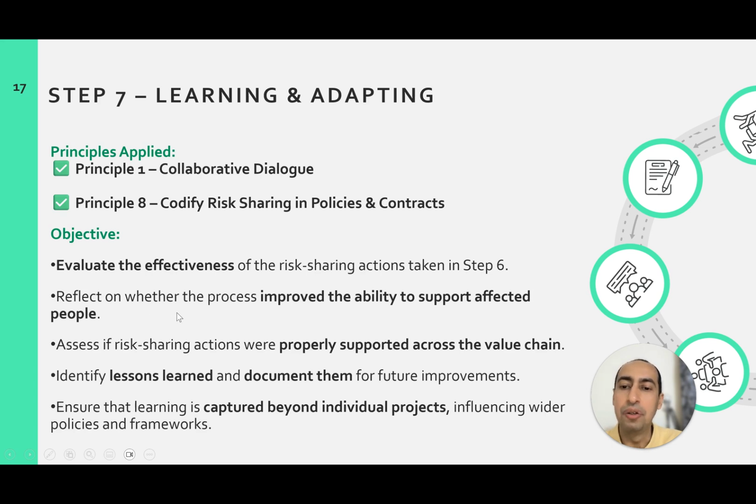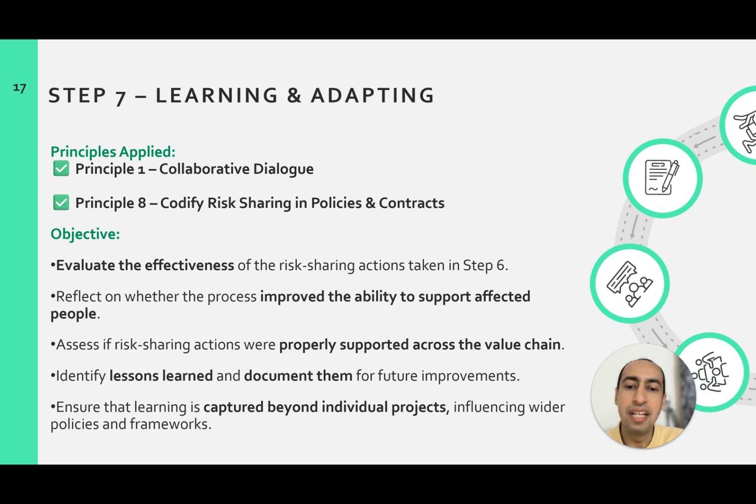We'll reflect on whether the process improved the ability to support affected people, because this is the main target of risk sharing. If we have not really enhanced our ability to support affected people, then we have to review what we have done and what went wrong. Then we have to assess if risk sharing actions are properly supported across the value chain. Yes, they accepted at the beginning, but did all the different stakeholders keep their commitment to apply these risk sharing practices and agreed solutions to the end or not? If there is any kind of no here, we have to know why.